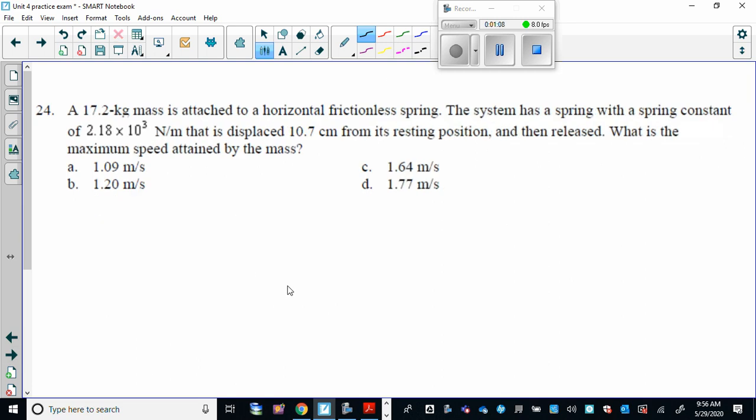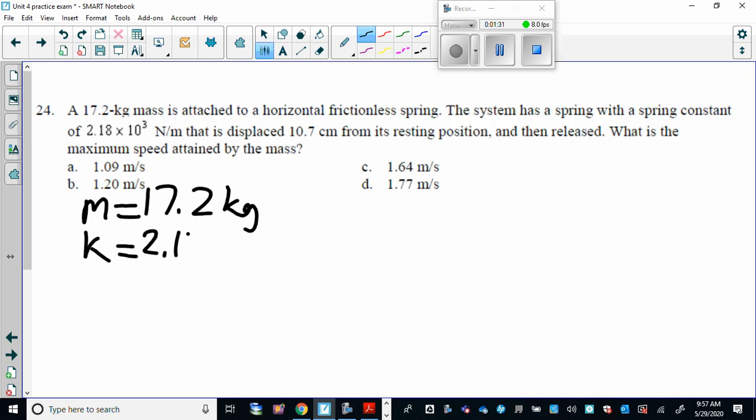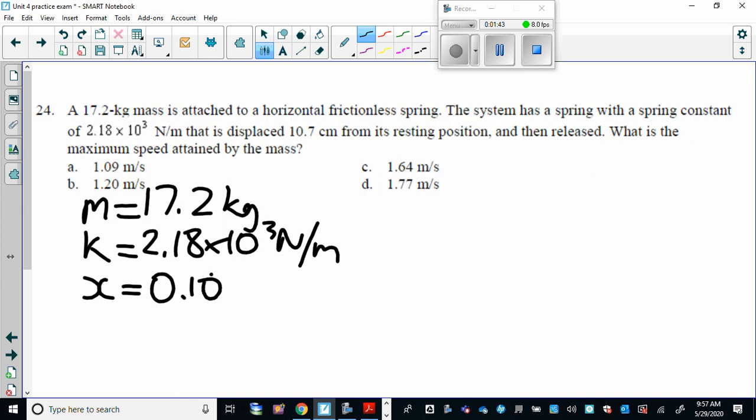24. We've got a horizontal spring system. The mass has a spring constant of, this one is the maximum speed. Okay, so here's one that we haven't seen. We have a mass on a spring with this spring constant here, and this displacement. And we want to know the maximum speed.